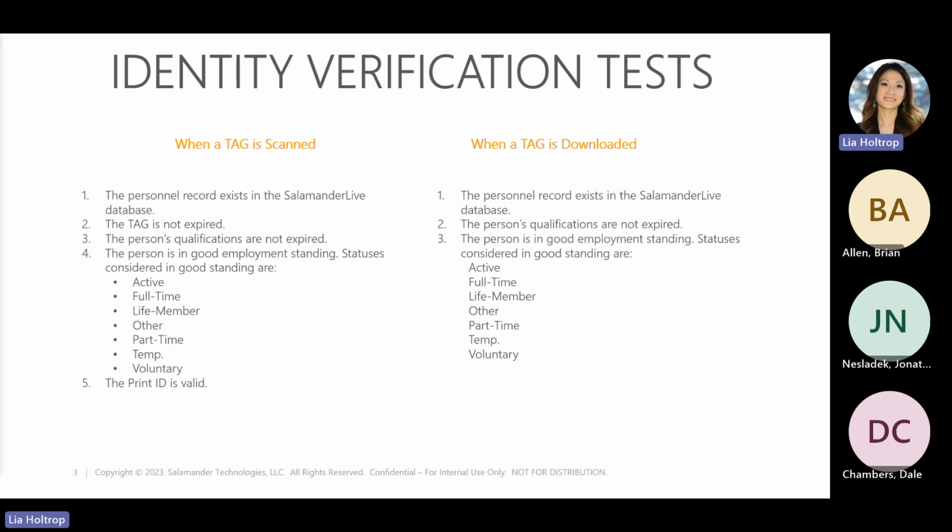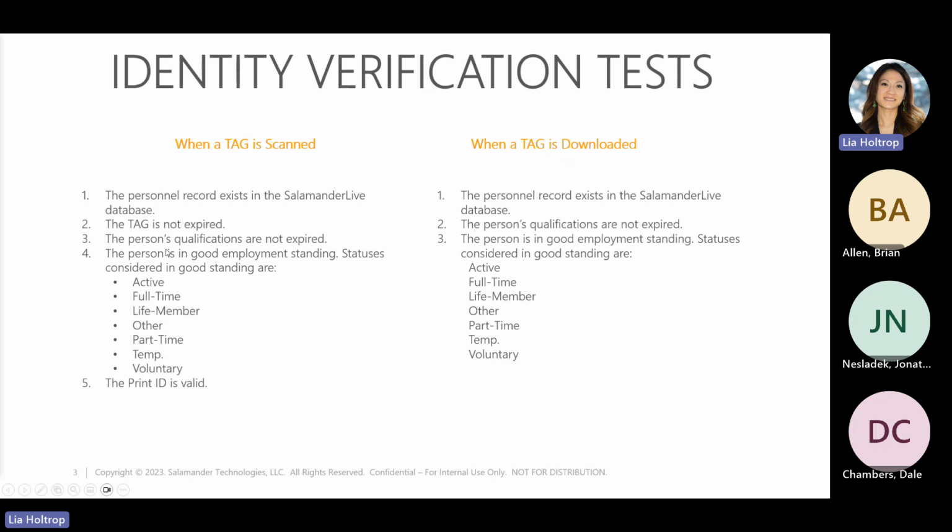So it's going to check whether or not the record exists in Salamander Live. So again, this is to prevent fraudulent IDs. The next is going to check whether or not the tag is expired. So this is based off of printing. So if you are printing ID tags and you put an expiration date on the ID tag itself, on when that ID tag expires, it's going to look at that date. Again, if you're not using expiration dates, then it's going to completely just skip that.